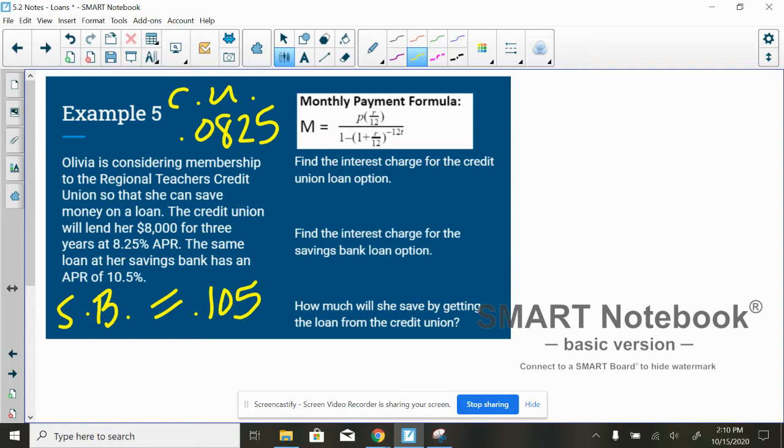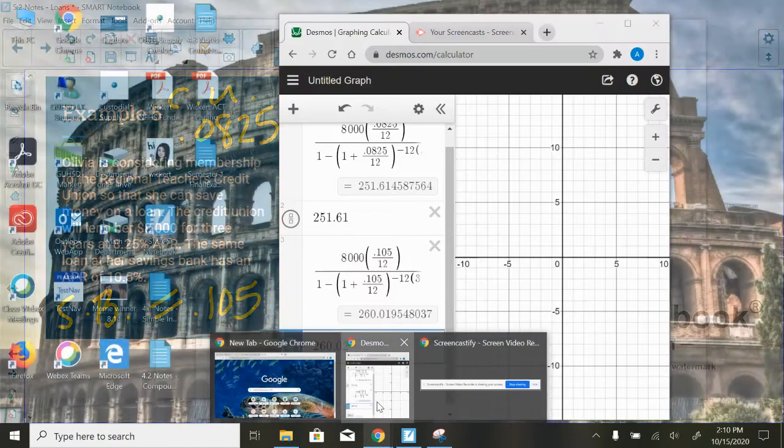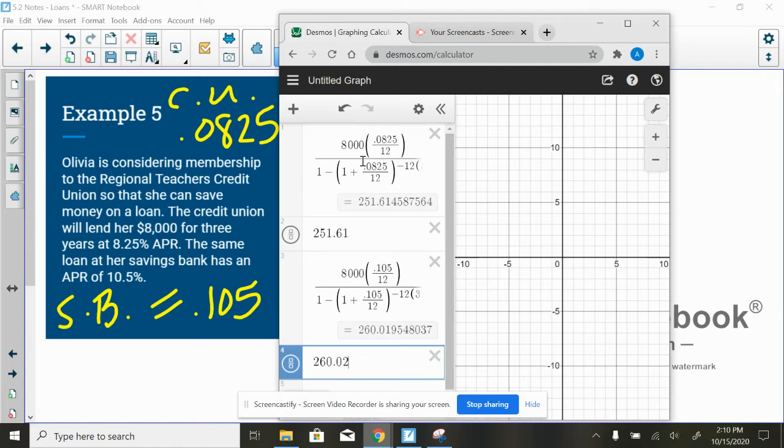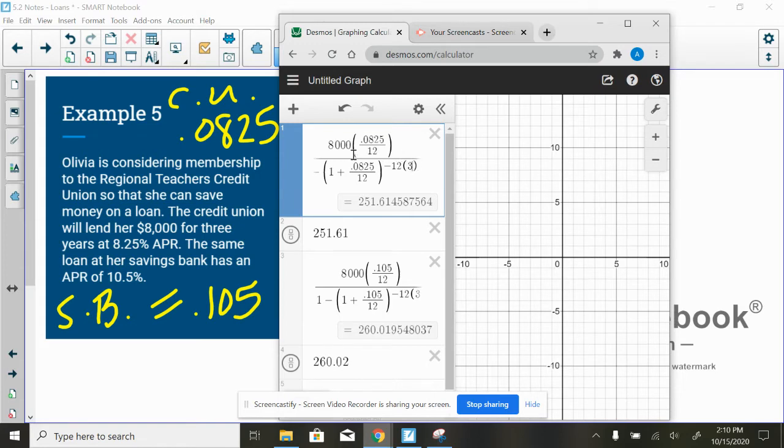Now, rather than write everything out like we've already been doing, you guys, I kind of pre-did some of this just to save myself some time. Here's my $8,000 loan. Here's my correct interest rate in both locations, 0.0825, and I have my time value of 3. So when you plug that in and we round it, since this is 0.614, this should round to $251.61 as a monthly payment. I'm going to find the interest.